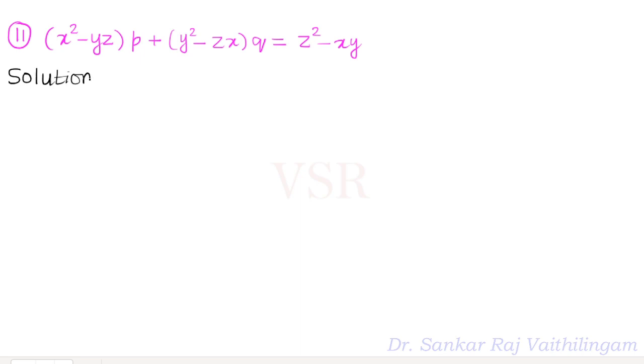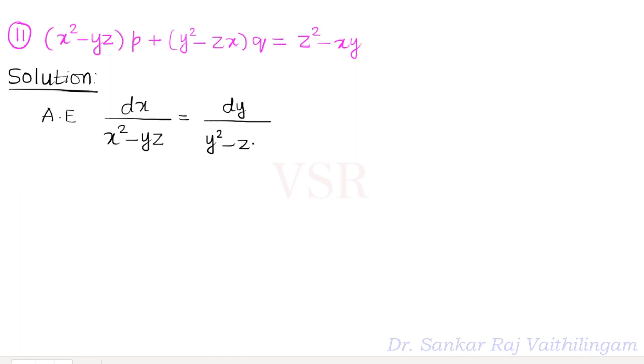Solution. Well, first, we'll write the auxiliary equation. So the auxiliary equation is dx divided by x square minus yz, which is equal to dy divided by y square minus zx, which is equal to dz divided by z square minus xy. Okay.